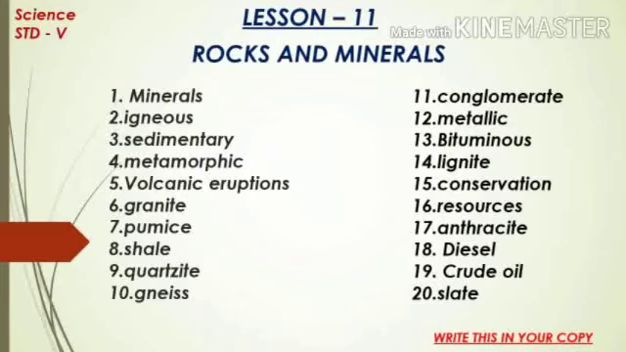Chapter number 11: Rocks and Minerals. Scientific vocabulary. You have to write this in your science copy. Number 1, minerals. Number 2, igneous. Number 3, sedimentary. Number 4, metamorphic. Number 5, volcanic eruptions. Number 6, granite. Number 7, pumice. Number 8, shale. Number 9, quartzite. Number 10, gneiss.